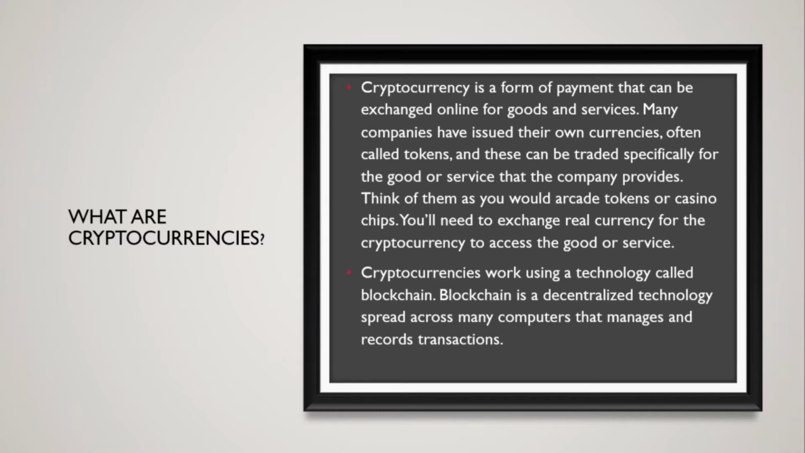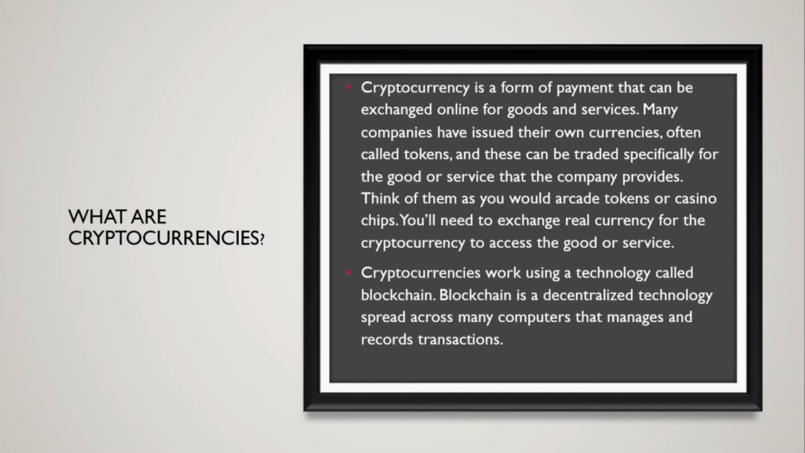Cryptocurrency is a form of payment that can be exchanged online for goods and services. Many companies have issued their own currencies, often called tokens, and these can be traded specifically for the good or service that a company provides. Think of them as you would arcade tokens or casino chips. You'll need to exchange real currency for the cryptocurrency to access the good or service.